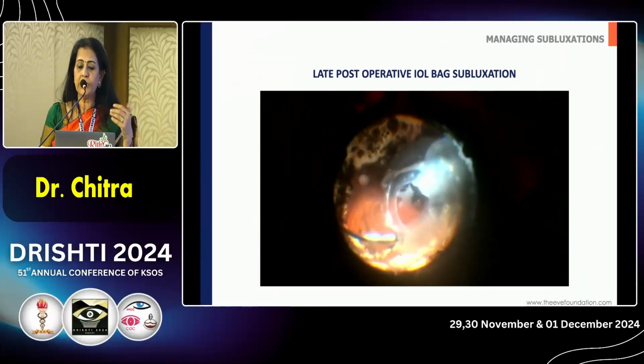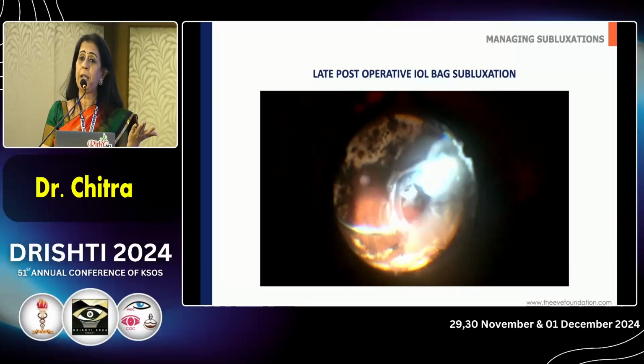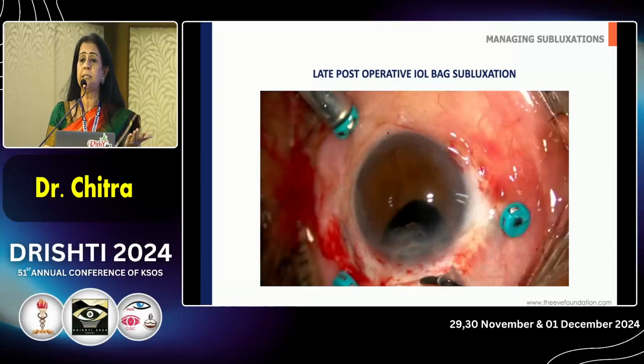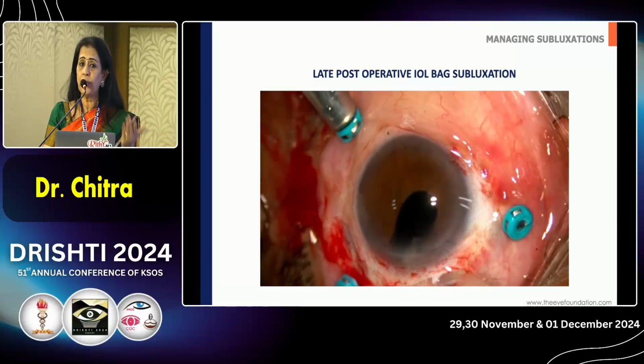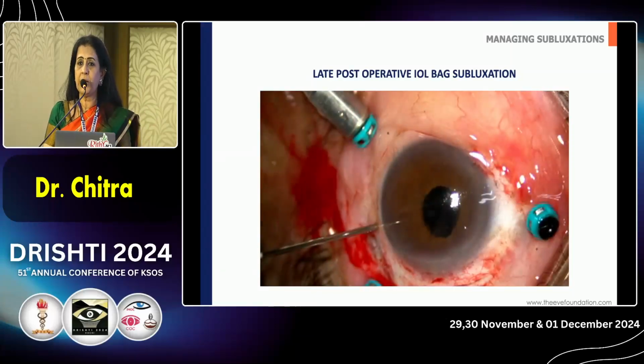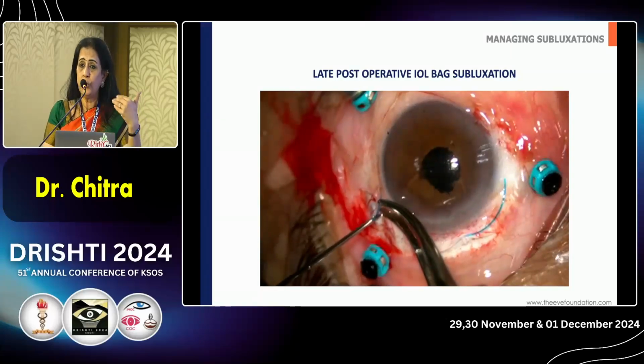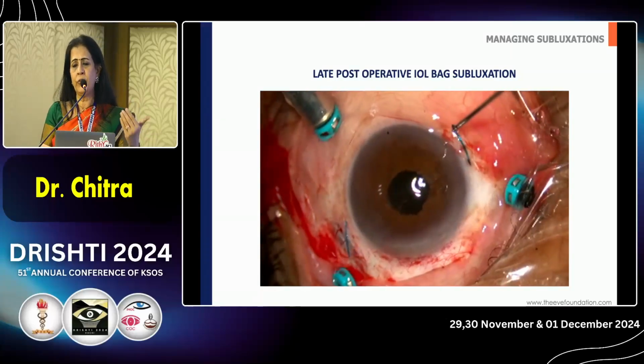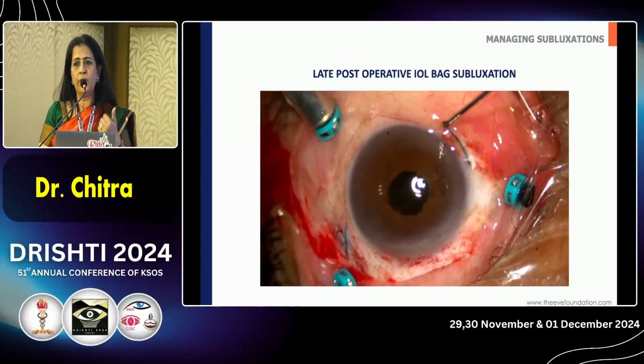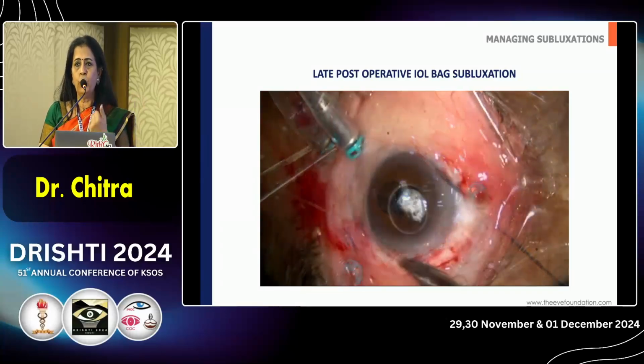Now, this was a case where the patient came in after a primary well-done surgery, but probably the stabilization of the capsular bag should have been done to the scleral wall. The patient comes with a subluxated IOL bag complex. So you need to give it to your retina surgeon to do a vitrectomy, total vitrectomy, remove it, and then do an SFIOL.